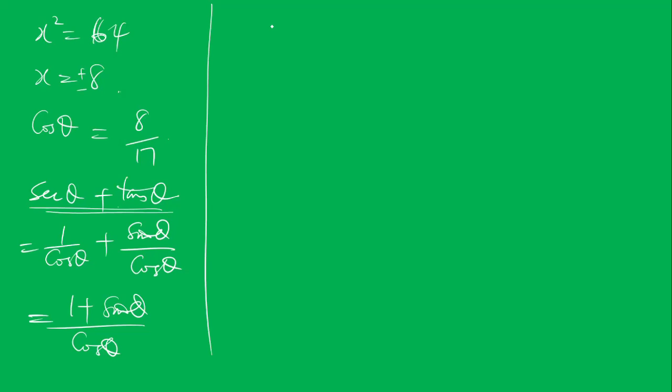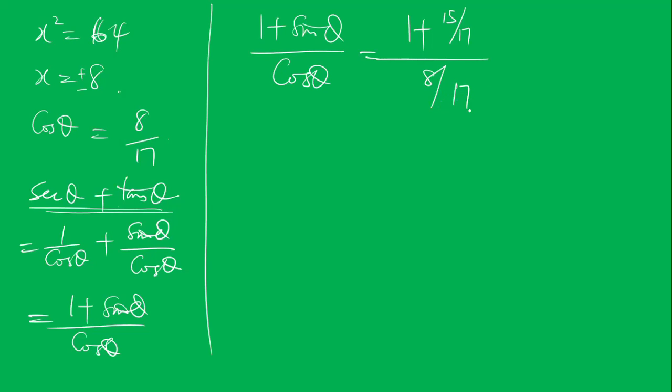Now if we square this, if we square it, no, there is no need for us to square it. So since we have cos theta, we have sine theta, which is 15 all over 17, divided by cos theta, which is 8 all over 17.